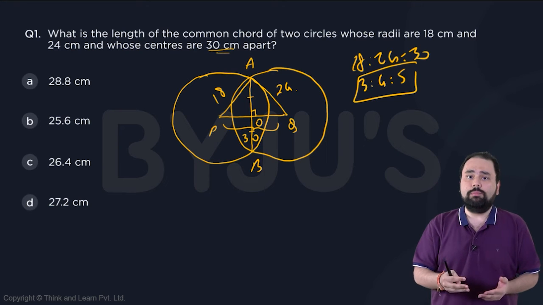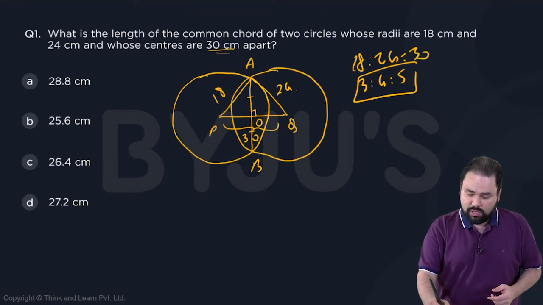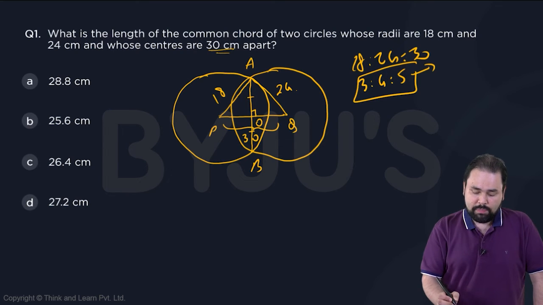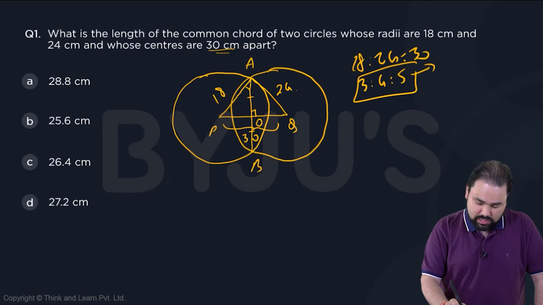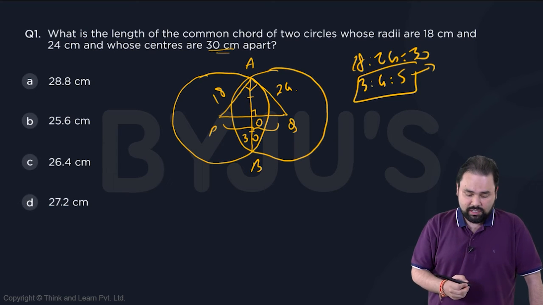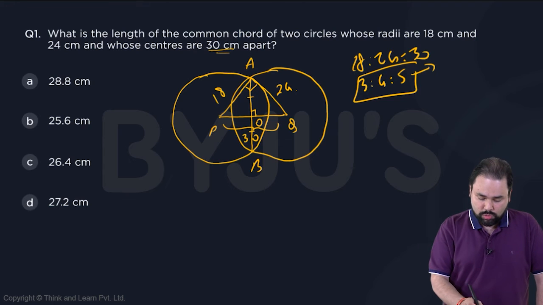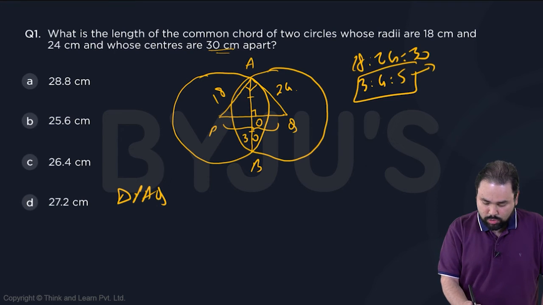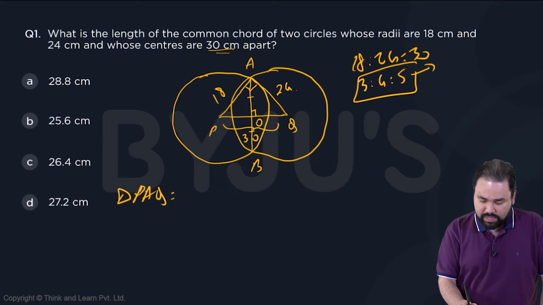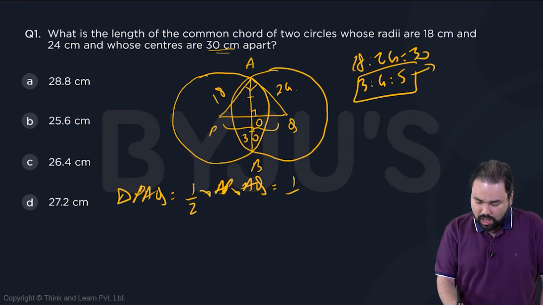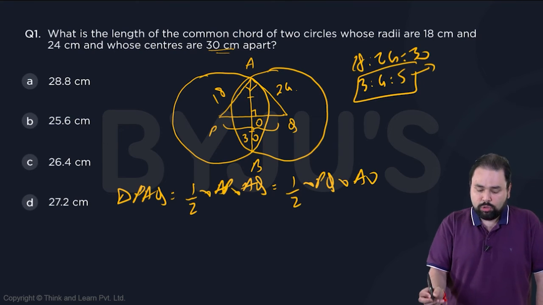This is a Pythagorean triplet. 5 squared is equal to 3 squared plus 4 squared. In the same way, PQ squared is equal to AP squared plus AQ squared. That means this angle PAQ is 90 degrees. Now let's look at triangle PAQ. What is its area? It is half base into height, which means half into AP into AQ. I can also say that it is the same as half into base, which is PQ, into height, which is AO. So both of these are the same.